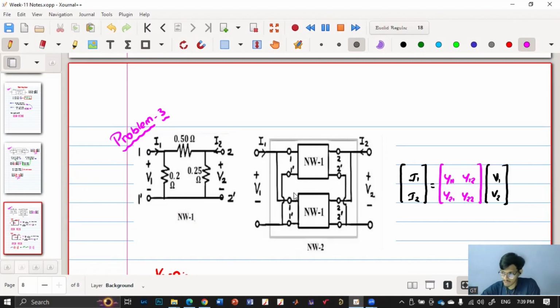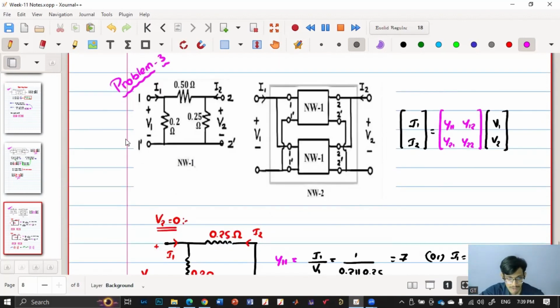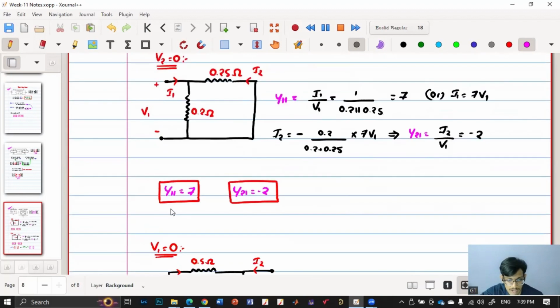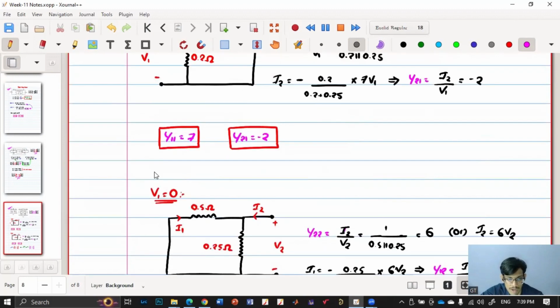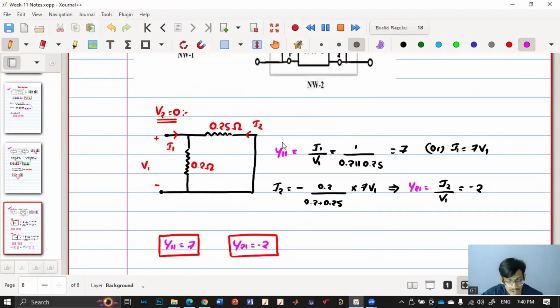So first, to calculate the Y parameters, we know that we short circuit either V2 or V1, and in this case we get two parameters. In the other case, we get two more parameters. So we have done that, and we have calculated I1 and I2. Kindly make sure your current directions and voltage polarities are proper, else one minus sign will be missing, and you will get a wrong answer.